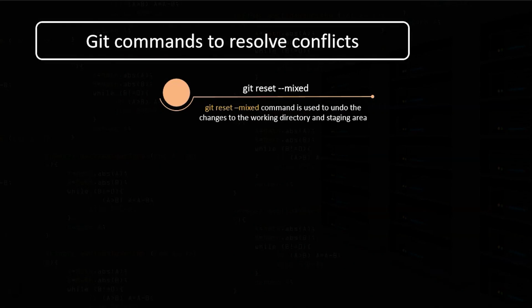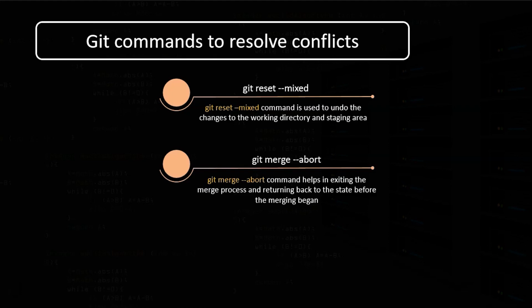Then we have a command called git reset --mixed. git reset --mixed is a command to undo changes to the working directory, and the changes will be undone in the working area and the staging area. Then we have git merge --abort, which is used to exit the merge process and return to the state before the merging began. If you're not able to resolve the merge conflicts manually, in that situation we will be aborting the git merge.